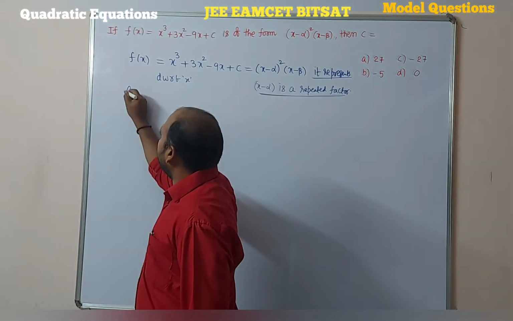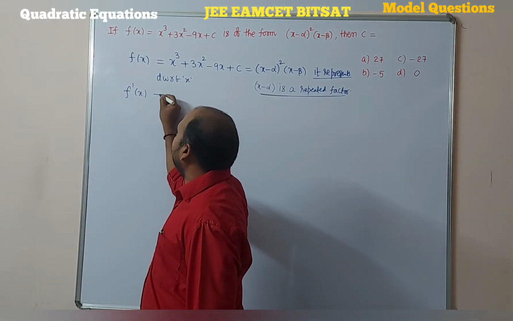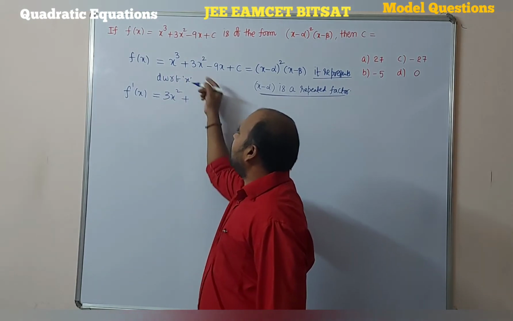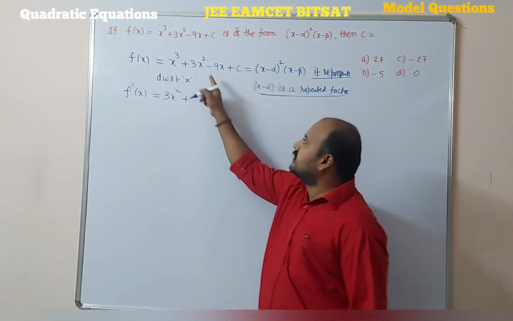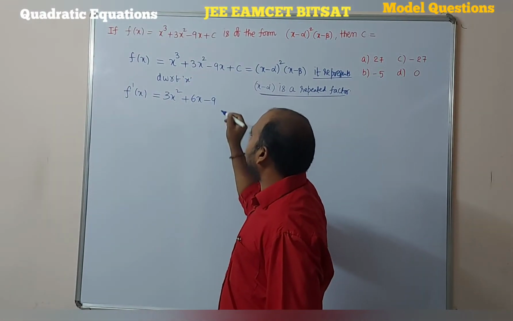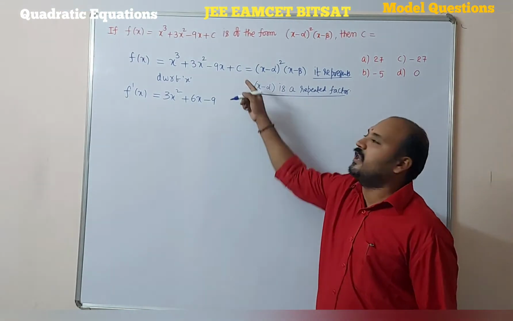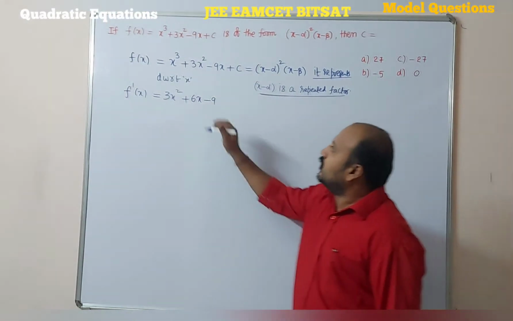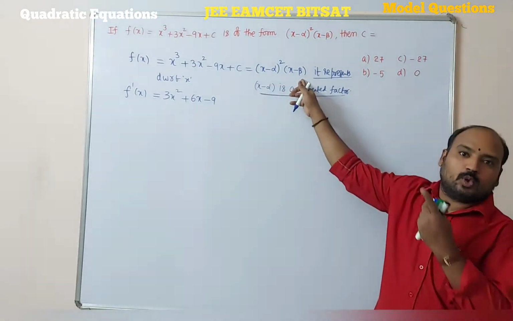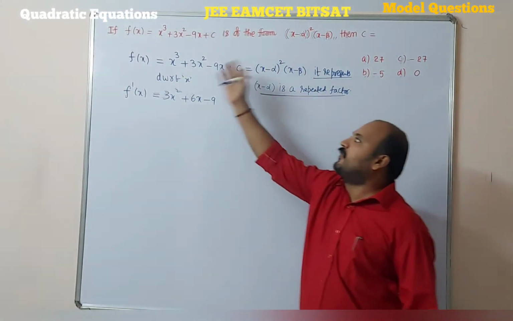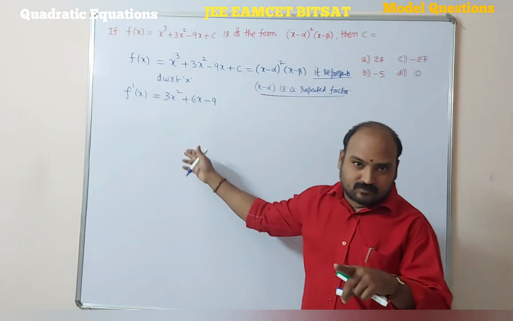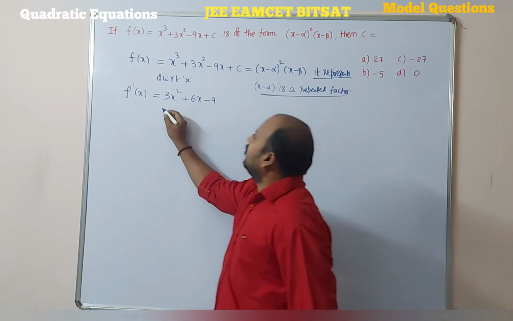f(x) derivative is f'(x). d/dx of x³ is 3x². d/dx of 3x²: x² derivative is 2x, into 3, 6x. Minus 9x derivative is minus 9, constant derivative 0. f(x) is having here a double root and plus 1, so total 3 roots are there. If we differentiate, f'(x) is having 2 roots. That is equal to 3.